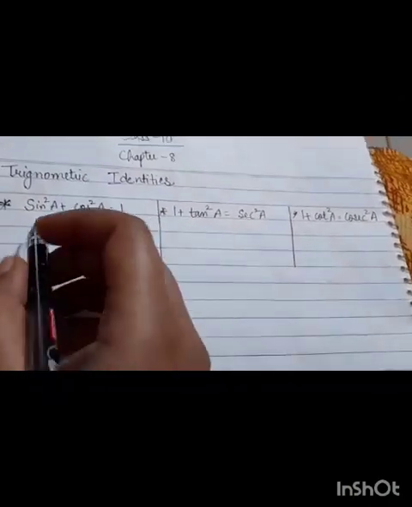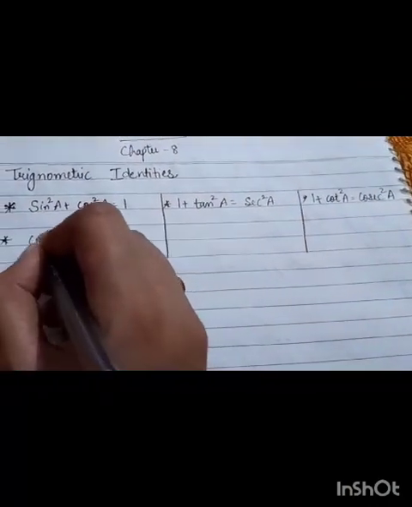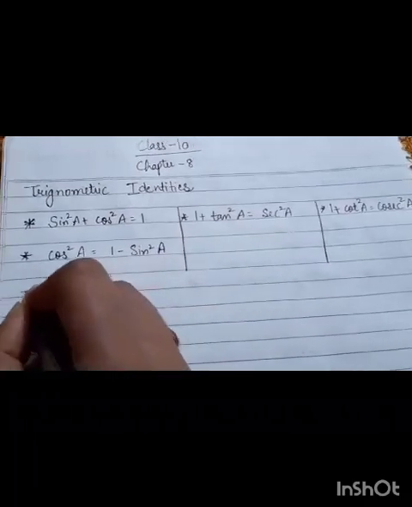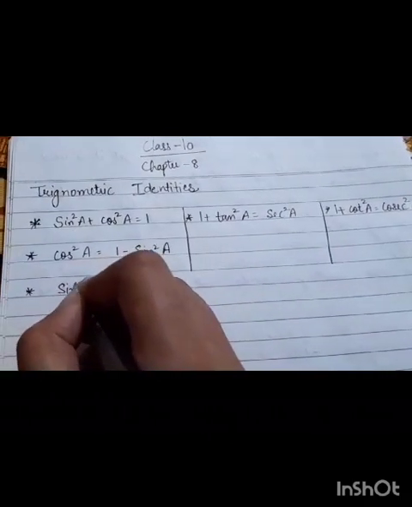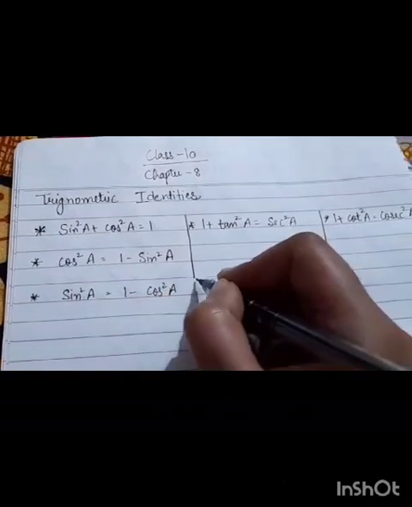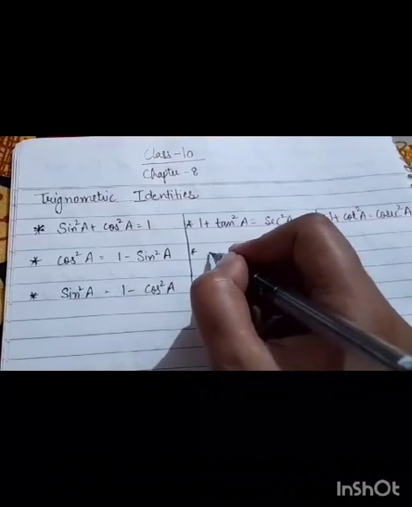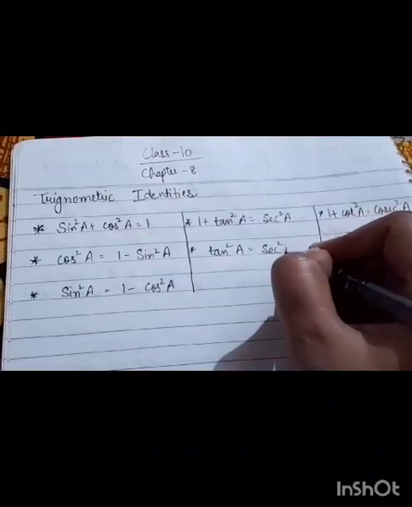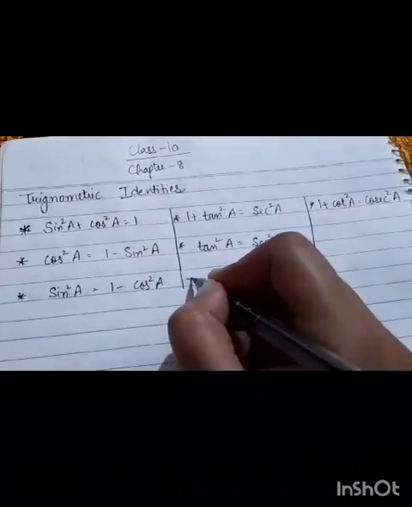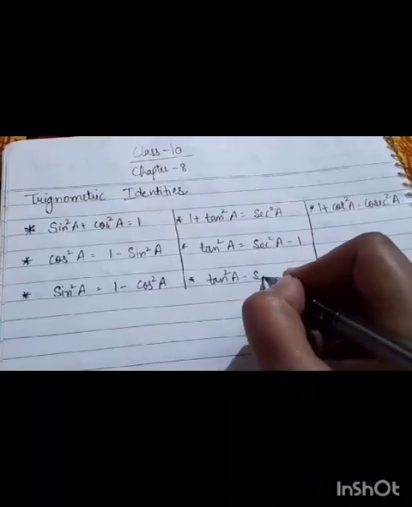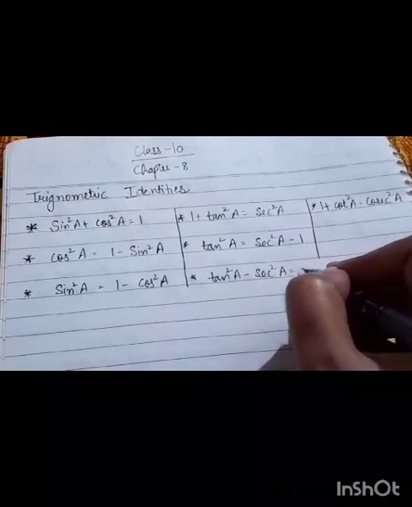Now we can also find the value of cos square A in terms of sin square A. It is 1 minus sin square A. Similarly, sin square A is 1 minus cos square A. So we will use these identities accordingly as asked in the question. Tan square A is secant square A minus 1, and tan square A minus secant square A is equal to minus 1.